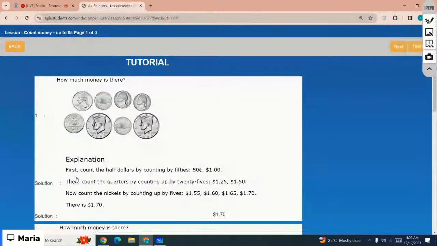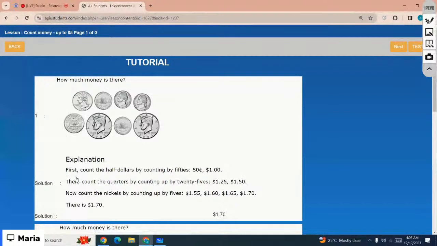We have already started this chapter in the lesson. If you need help with counting coins, you can go through the lesson we did last session, right? Let's just start with the lesson that is count money up to $5. So the first one is how much money is there. You are given the coins, you have to count these coins, how much money the coins make together, right?